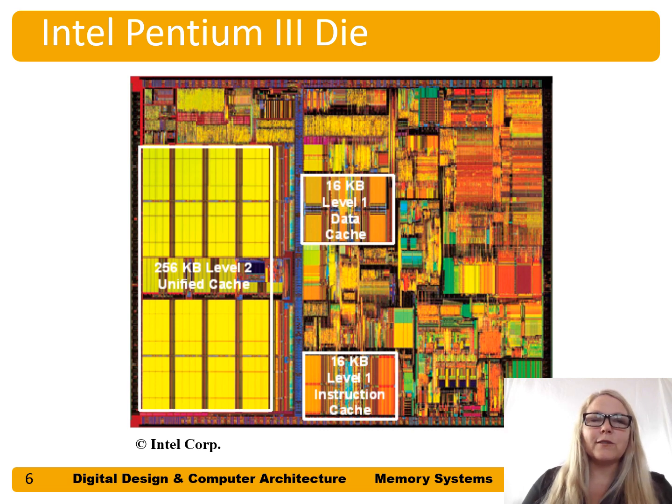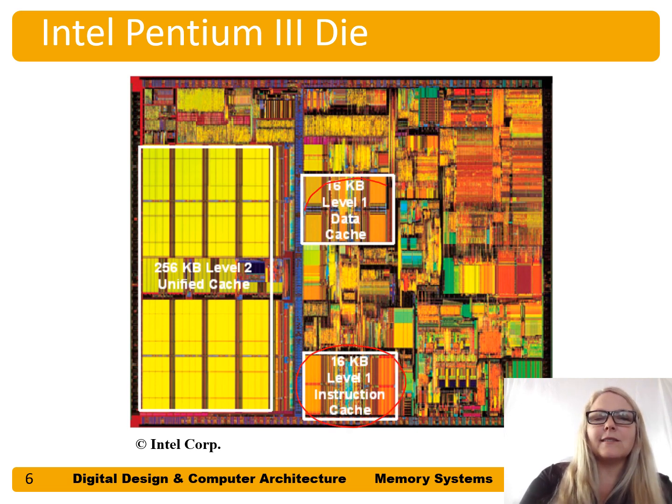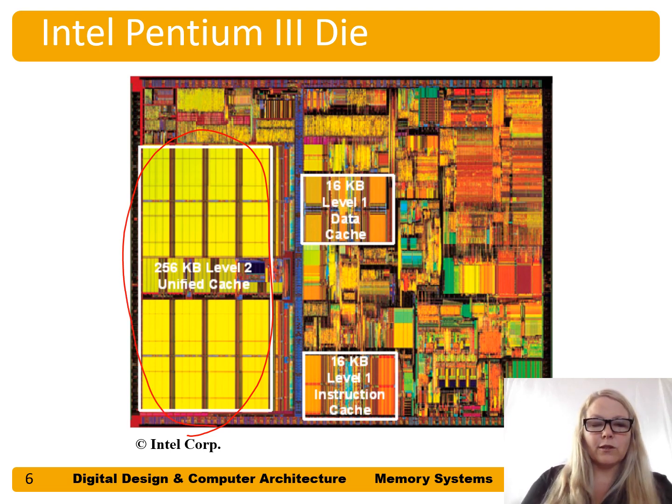Here's a picture of the Pentium III die, so you can see what it looks like. The processor is basically all the random-looking logic that you see, but then you can see the regularity of the level 1 caches, the regularity of those memory arrays, and the level 2 cache, both of which were on chip.